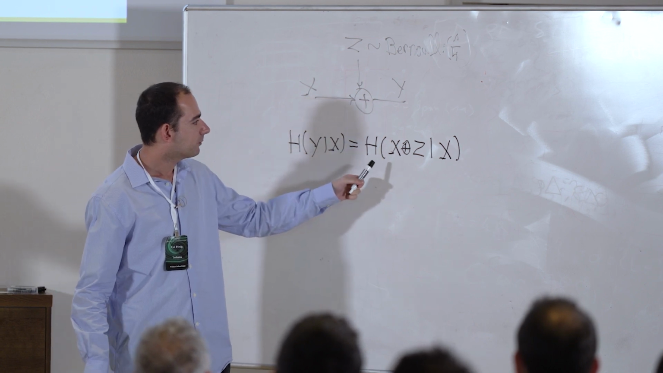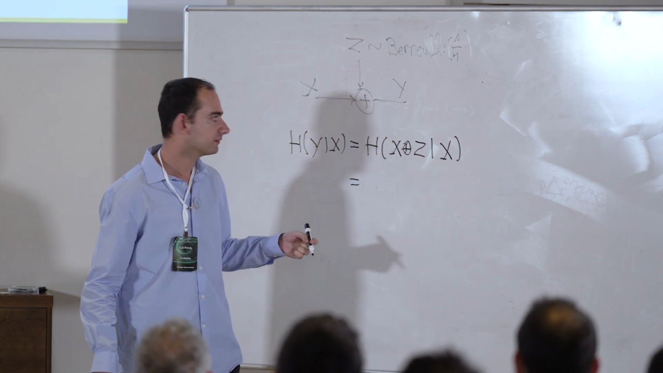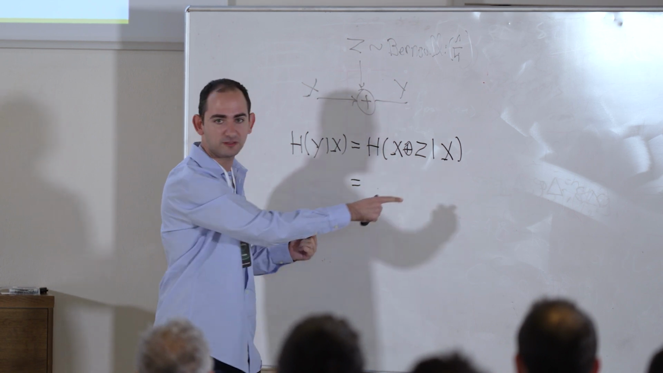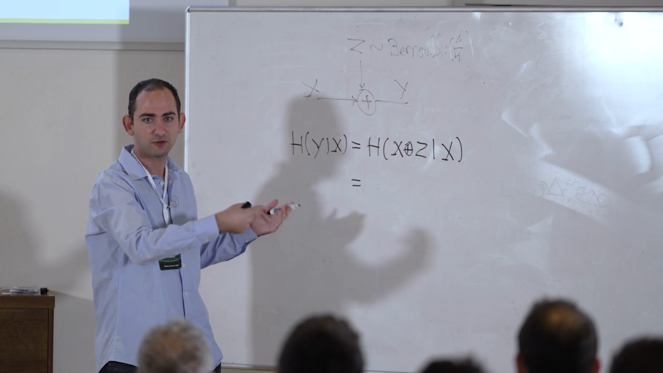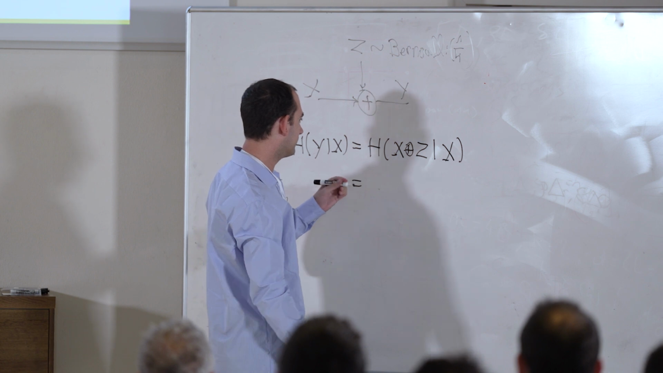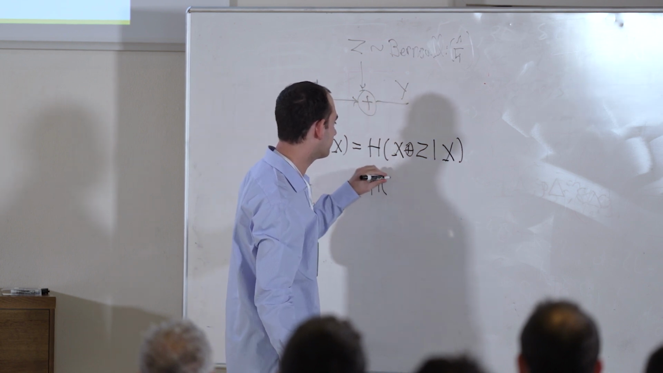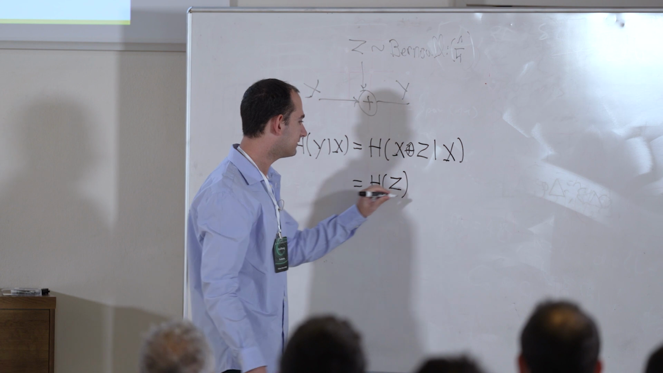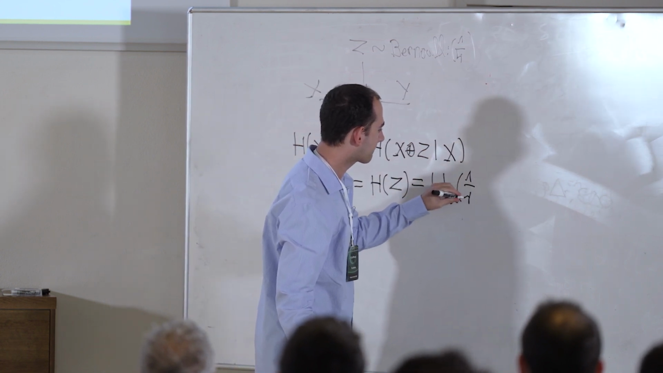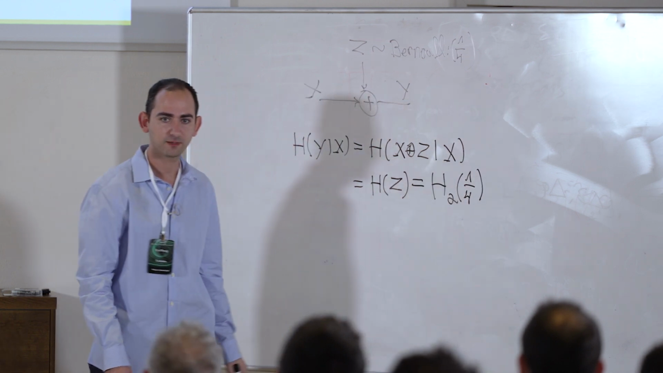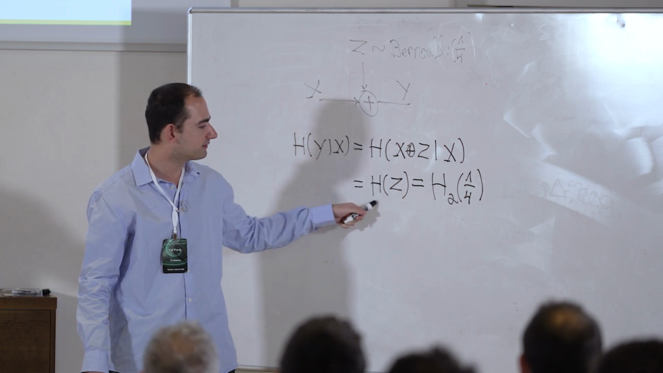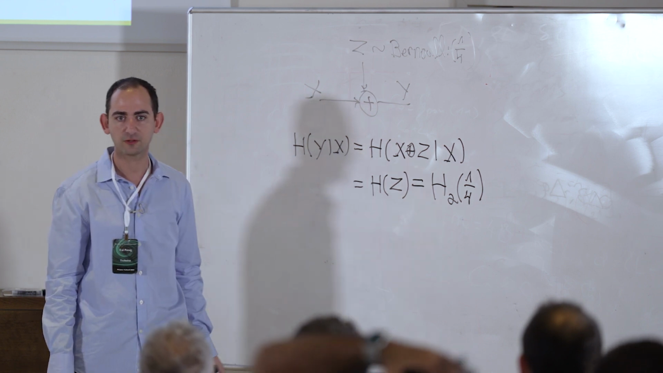Now, when I condition on X, if X is equal to 0, for example, I have just Z. If X is equal to 1, I have Z not. But it doesn't depend on X anymore. In any case, this is equal to H of Z, which is equal to H2 of a quarter. Because you condition on X, you don't need to worry about it anymore. So you are left with the entropy of the noise, which is H2 of a quarter.